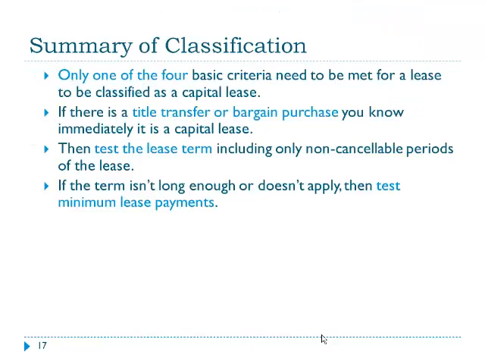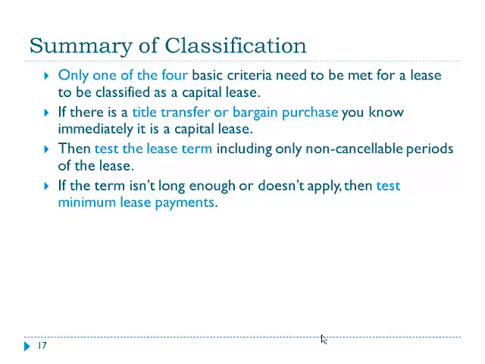As a summary of the way the classifications impact capital leases, only one of the 4 basic criteria need to be met for a lease to be classified as a capital lease. The easiest way to go through these criteria is to start with the ones that use the least analysis. If there's a title transfer or a bargain purchase, you know immediately it's a capital lease without having to do any calculations. Next, test the lease term, including only the non-cancelable periods of the lease.